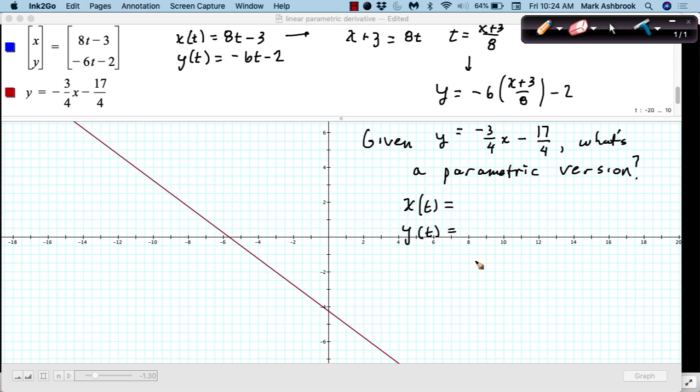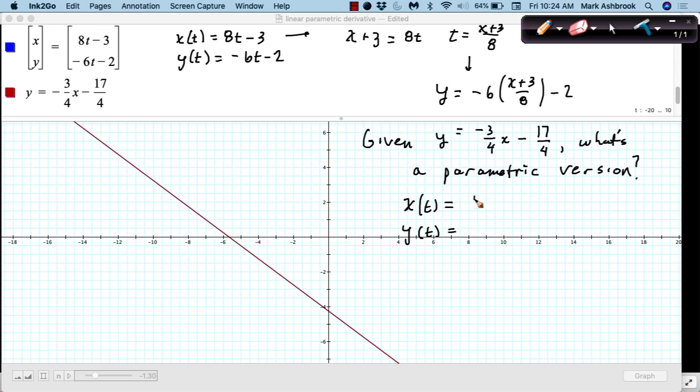Do you see what my point is? That if you started with this, how would you get this, right? Who knows? So maybe we can write a different parametric version that is a lot easier to attain. So what could we do here? We could just say that x is t.